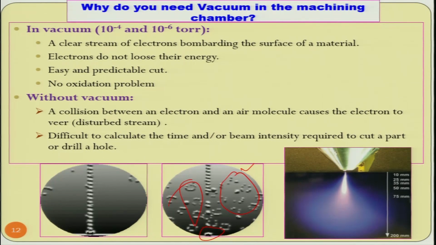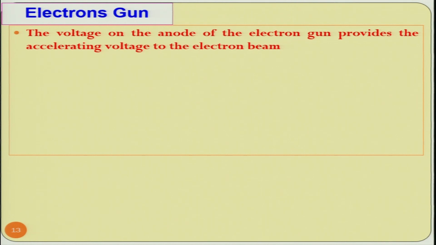That is why it is always recommended that for high quality machining you should have very high vacuum. Although when you have high kinetic energy of these electrons, the situation may not be so bad, you will not get the desired features on the machined workpiece. Now, this is a photographic view, as you can see here. This is the workpiece, this is the beam which is hitting it, and it is showing you different features. In the electron gun, the voltage on the anode of the electron gun provides the accelerating voltage to the electron beam, as we have seen in the earlier case.